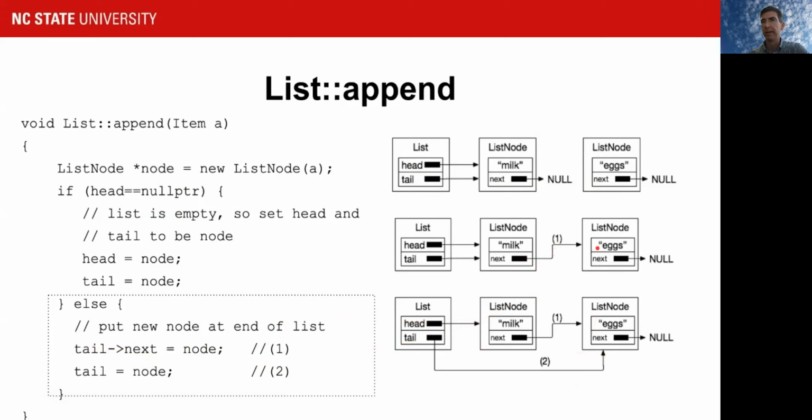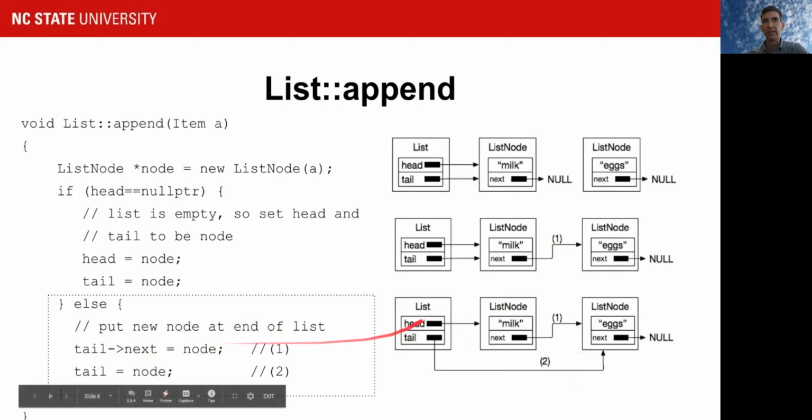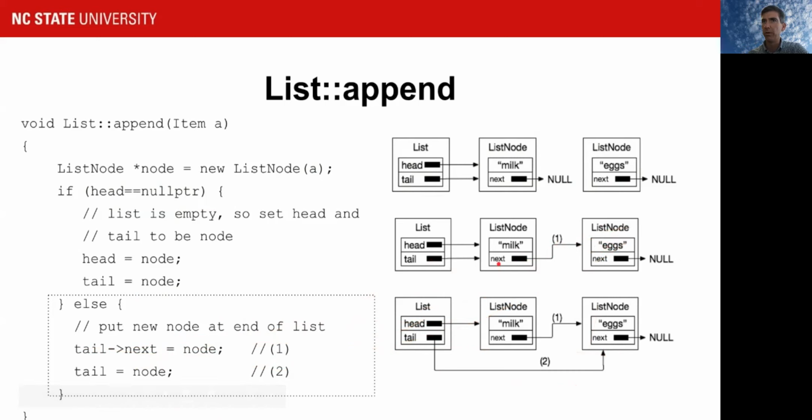linking milk to eggs. And the reason I say tail next equals node is because I want eggs to be at the end. So tail will always point to the last thing in my list, whereas head will always point to the first thing in my list. And so I don't want to use head here, even though I could, even though head next equals node would work this time, it wouldn't work the next time when I have two things in my list. But the tail will always point at the last thing.